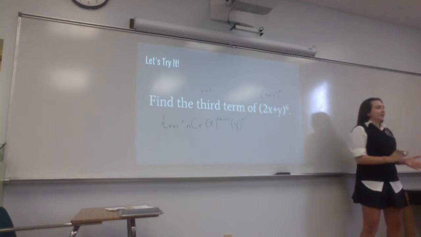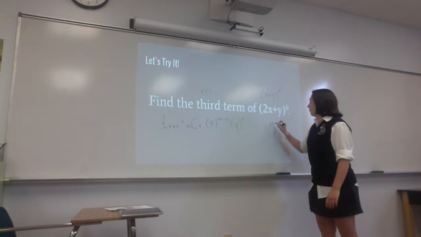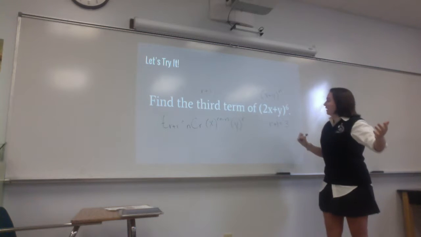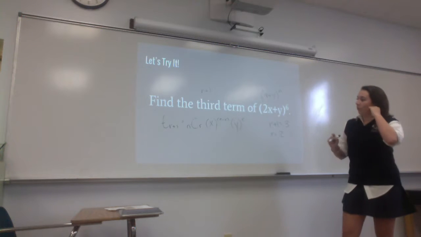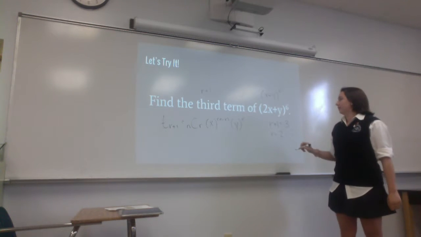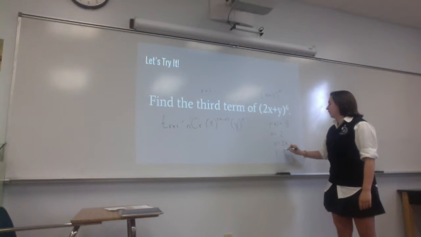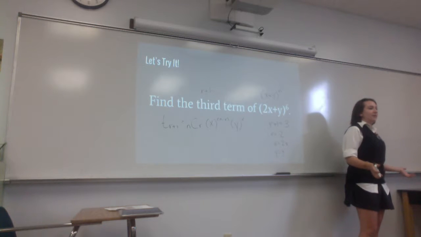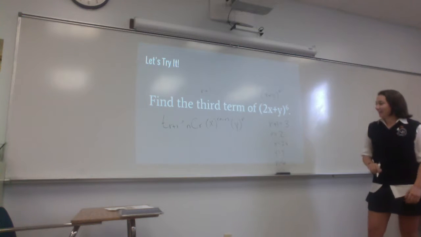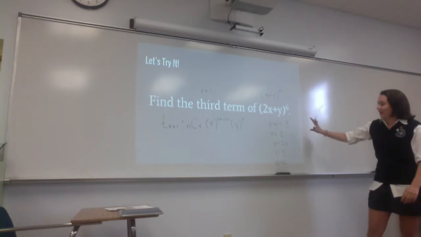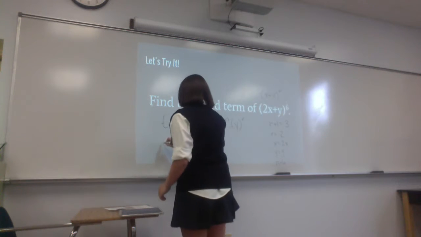So let's find our variables. What would be r plus 1? 3. 3, meaning that r would be 2. Here we go. What would x be? 2x. 2x, exactly. And what would y be? And last but not least, what would n be? 6. Wow. Good job. Thank you. Now we're going to plug these variables into our magic formula. So let's go ahead.